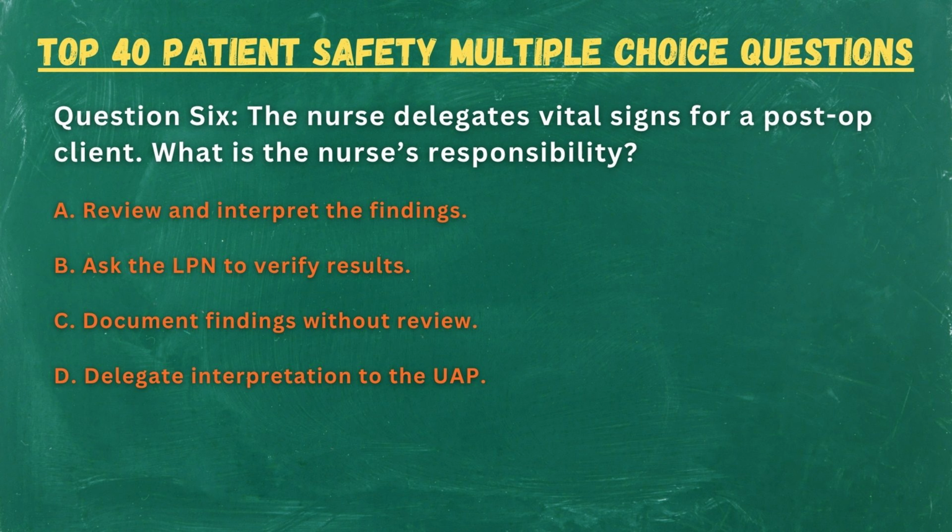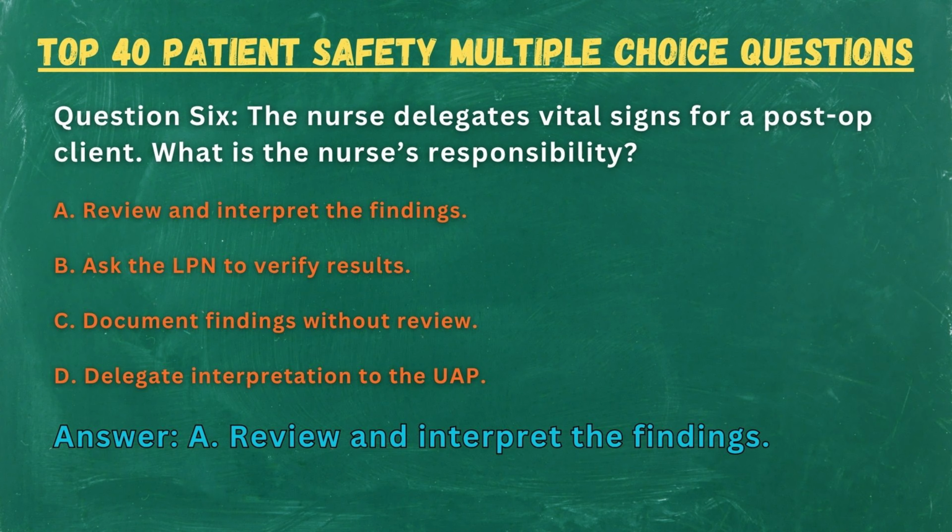Question 6. The nurse delegates vital signs for a post-op client. What is the nurse's responsibility? A. Review and interpret the findings. B. Ask the LPN to verify results. C. Document findings without review. D. Delegate interpretation to the UAP. Answer. A. Review and interpret the findings.